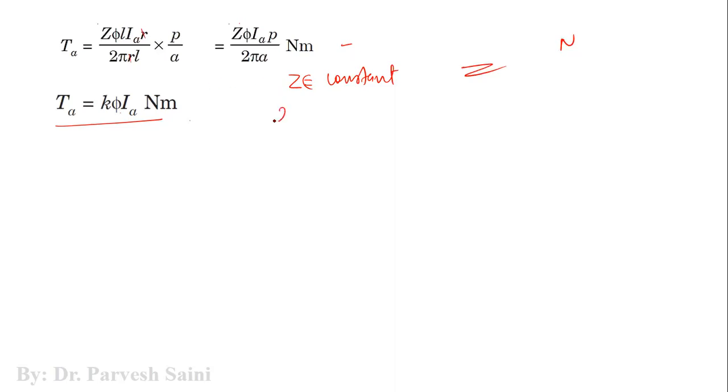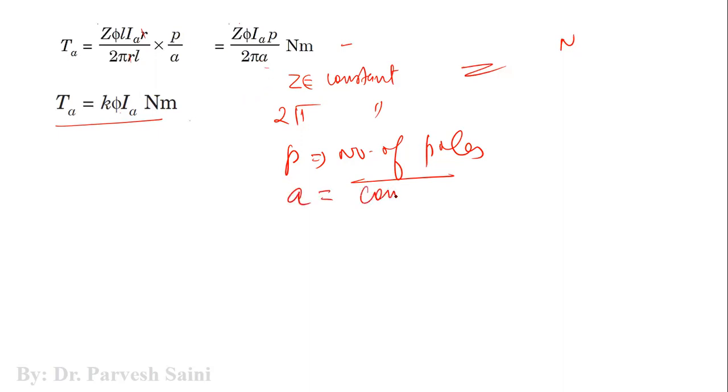So Z is constant, 2 pi is constant, number of poles is constant. For any particular machine, the number of poles will remain the same. It is the hardware, right? You cannot change the number of poles. If it is a four-pole machine, it will remain a four-pole machine all the time. If it is a two-pole machine, it will remain a two-pole machine. If it is an eight-pole machine, it will remain an eight-pole machine. You cannot change the number of poles all of a sudden. The number of parallel paths A will be constant, right? P is constant.